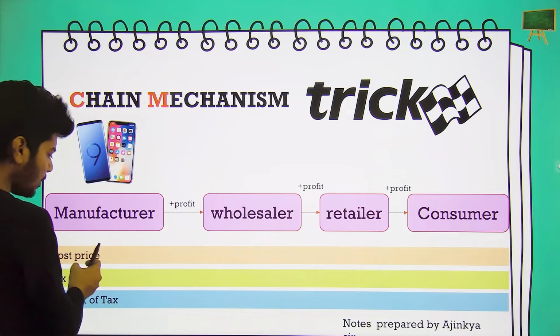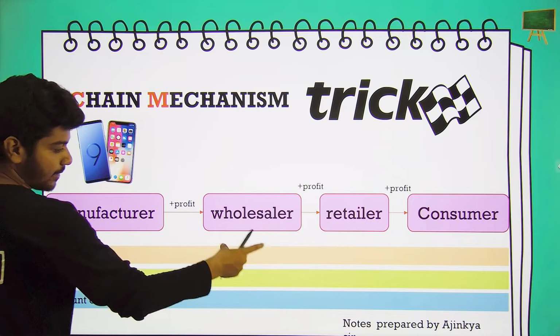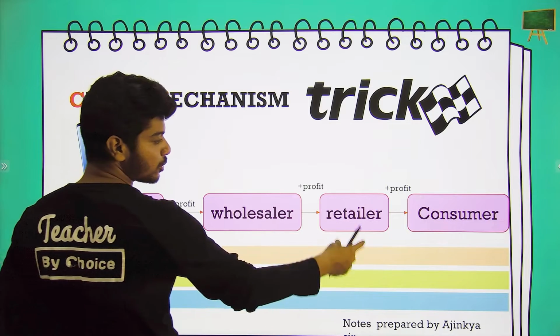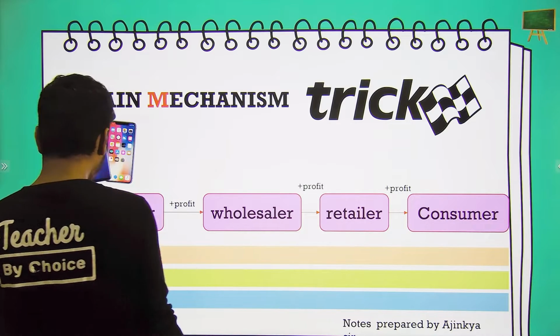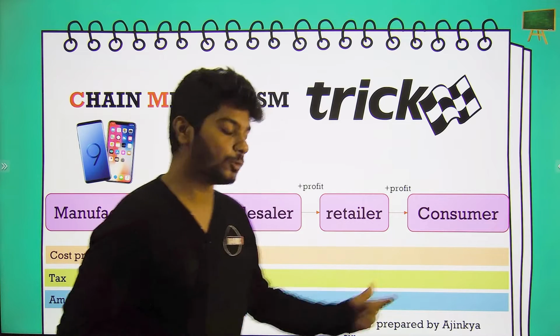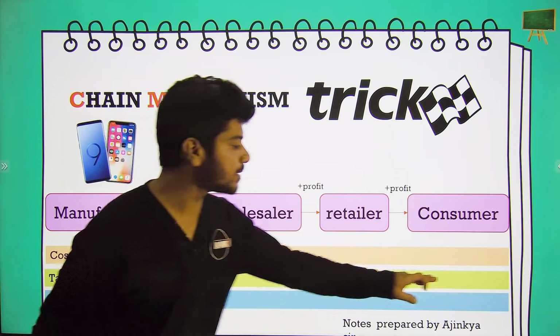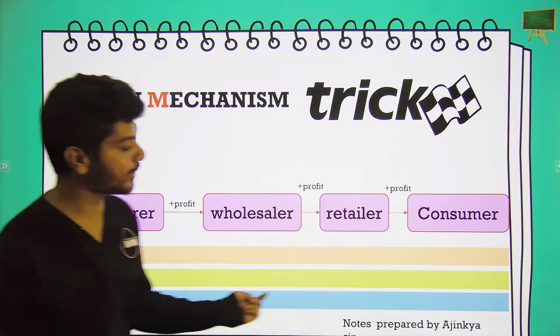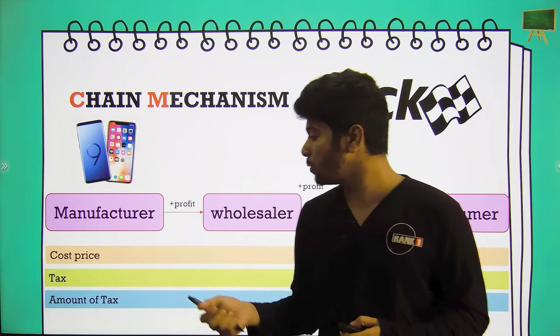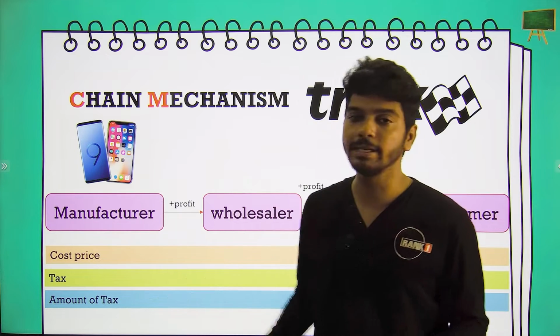This is denoting the cost price of the wholesaler. This denotes the cost price of the retailer and the cost price of the consumer. You have to write this below. Tax will be written in this column and the amount of tax will be written in this column. As we do multiple sums, you will understand why I have made these three columns.